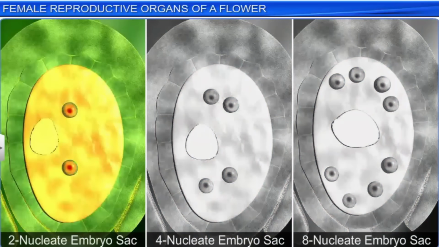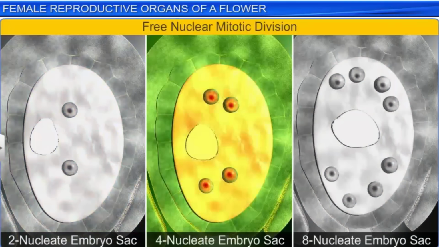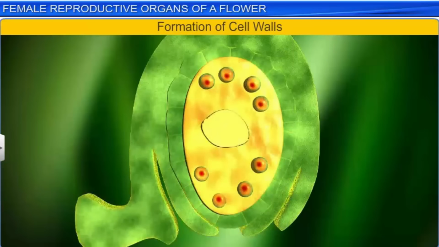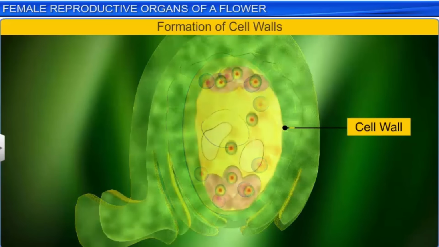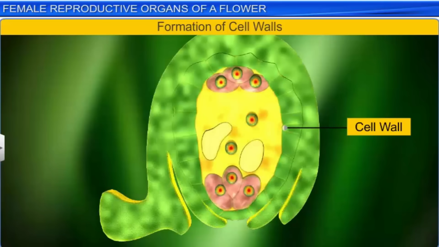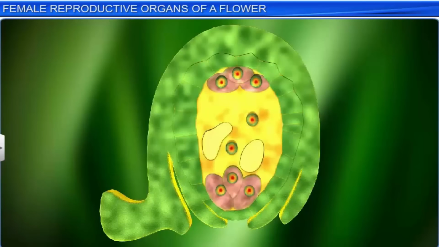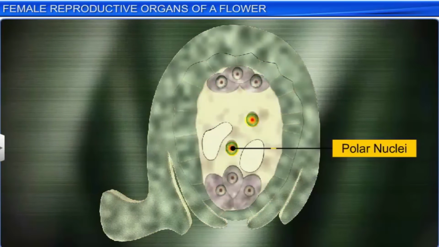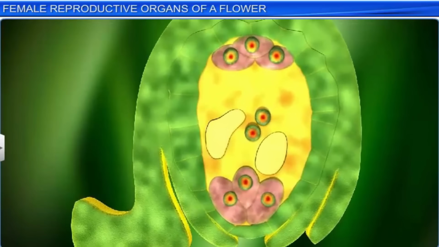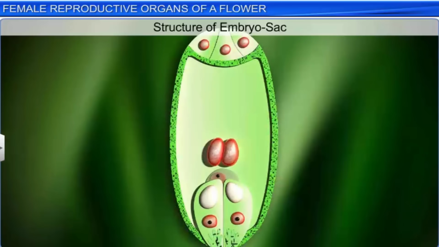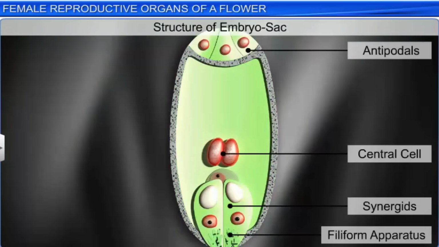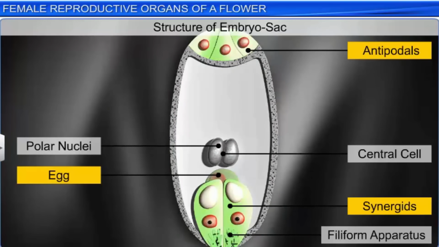Interestingly, the mitotic divisions that occur in the megaspore's nucleus are free nuclear, which means the division of the nuclei doesn't immediately trigger cytoplasmic division and cell wall formation. Instead, we see the formation of cell walls only after the 8-nucleate stage, due to which 6 of the 8 nuclei organize into cells. The 2 remaining nuclei, called polar nuclei, migrate to the center of the embryo sac. Thus, we find the embryo sac to be in 7-celled and 8-nucleate stage with 6 cells at the poles and a large central cell with 2 nuclei in the center.